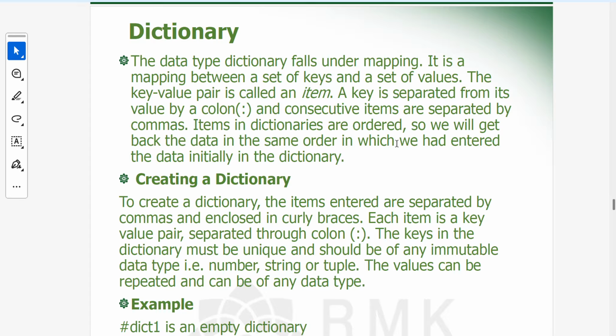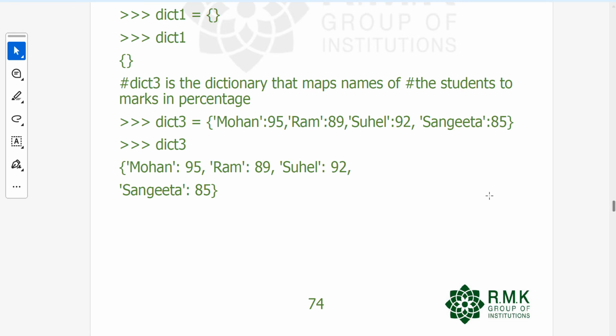So the values can be repeated, but the key cannot be repeated. Key must be unique always. Always the key must be unique for each value, but even though the values can be repeated, the key cannot be repeated. The same kind of key cannot be repeated.